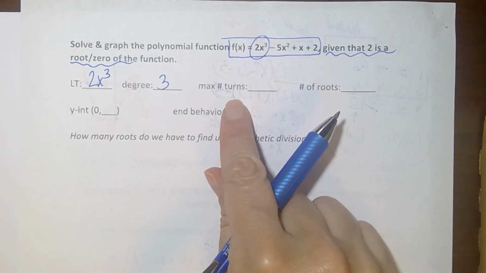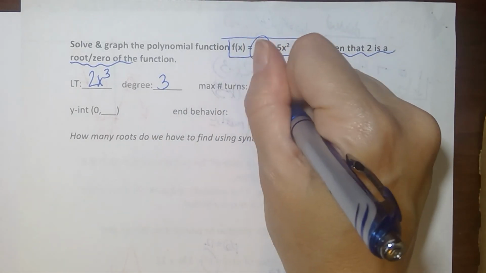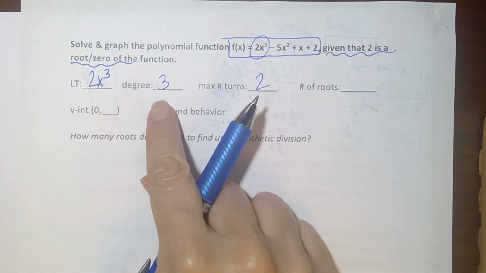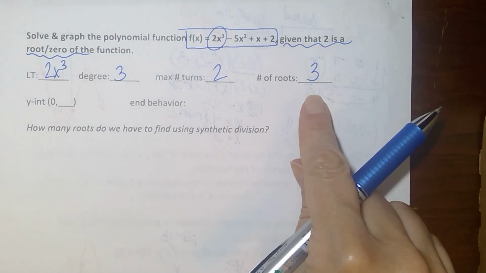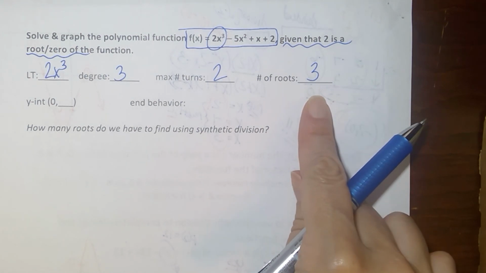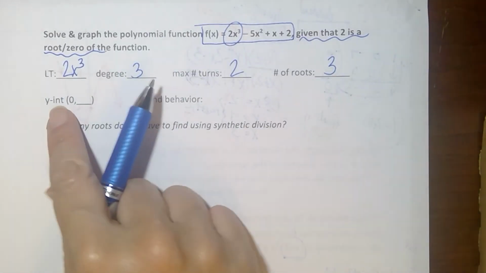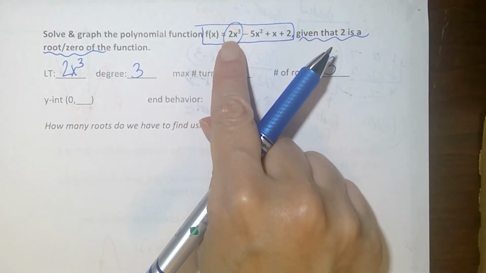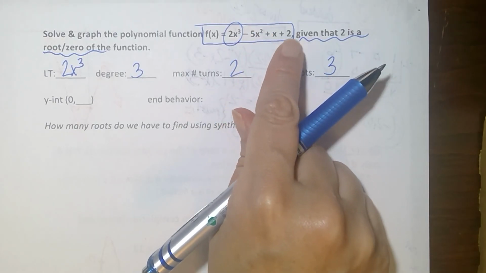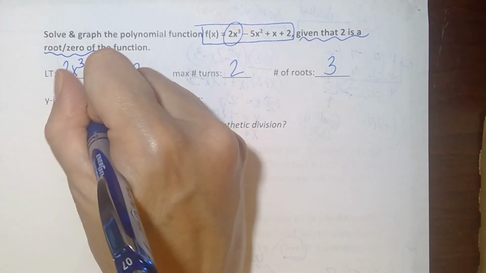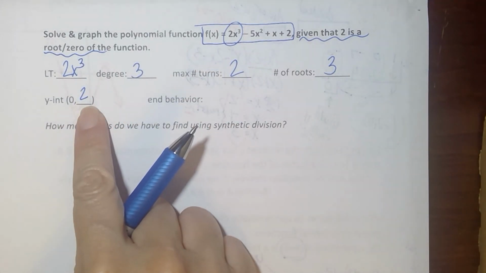Because it's third degree, I have a maximum of 2 turns because it's one less than my degree. And I have a total of 3 roots, but they don't all have to be unique. They can be, they may be, but they don't have to be. My y-intercept, if x were 0, this term goes to 0, this term goes to 0, and I'm left with 2. So my y-intercept is at (0, 2).